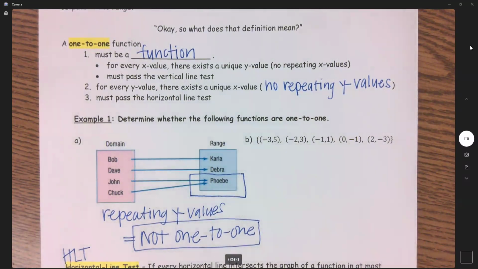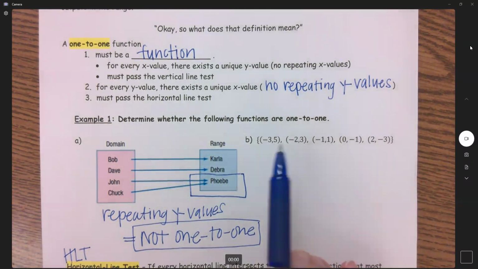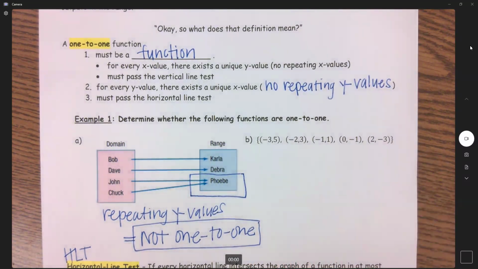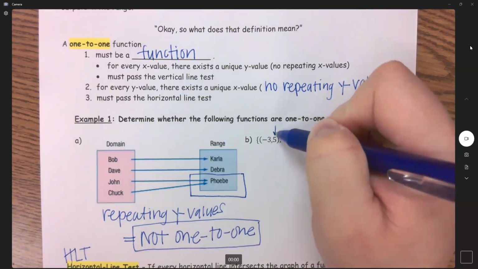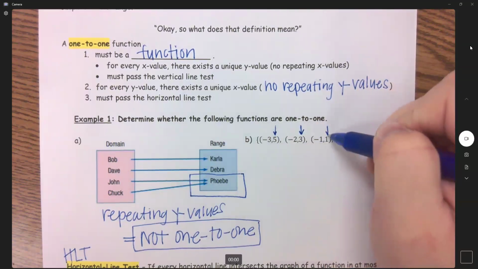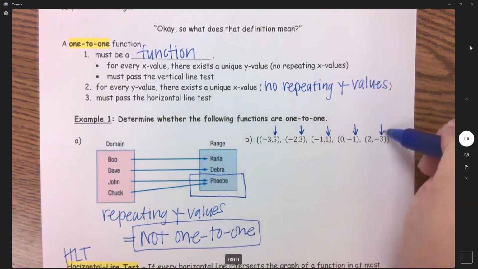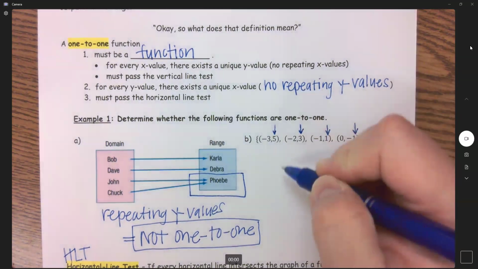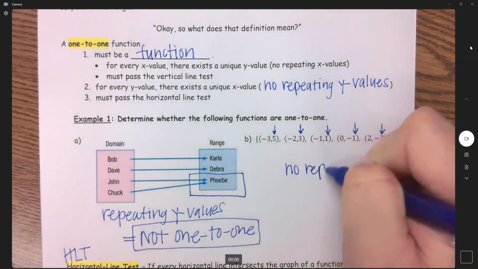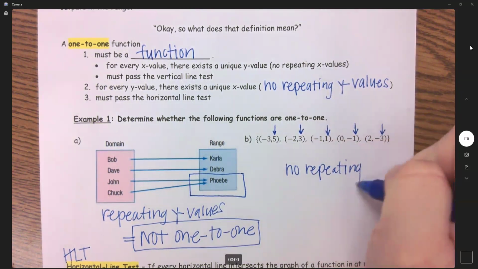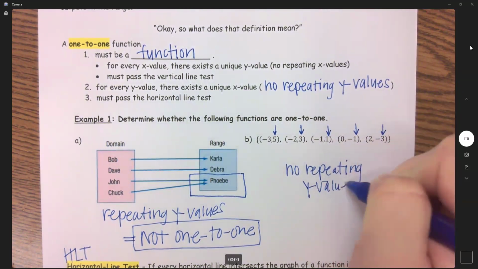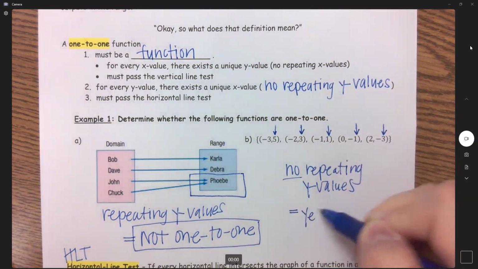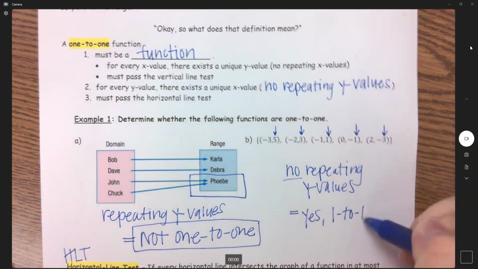Part B, we now have a set of ordered pairs. Again, it's already a function, but we can look, our x is -3, -2, -1, 0, and 2. So the x doesn't repeat. So what we are now looking at are all of these y's. Do I have a y value that ever repeats? And the answer is no. So because we have now no repeating y values, that means that this is yes, one-to-one.